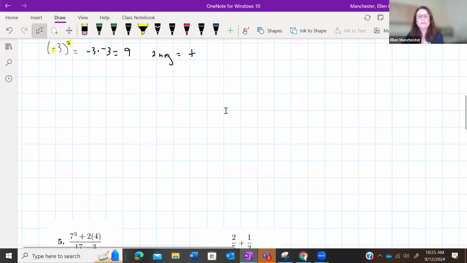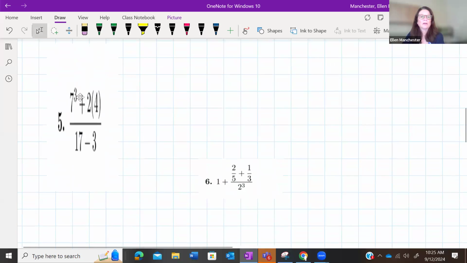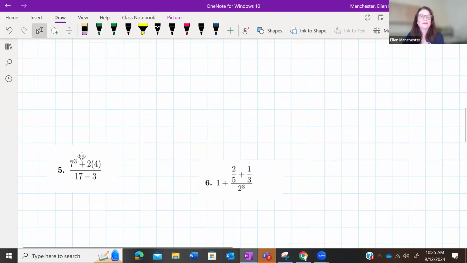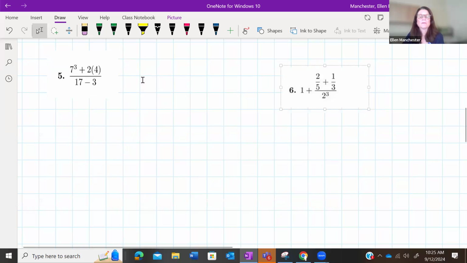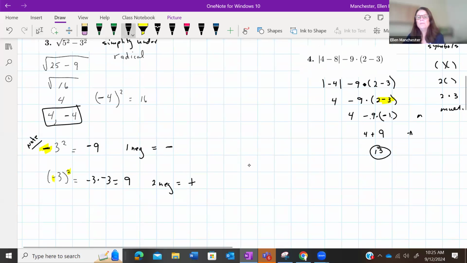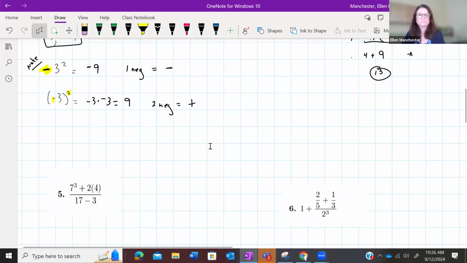So absolute value bars, you can just use them as grouping symbols. Because once you get here, this was a positive 9, and then it's 4 plus 9. Instead of 4 times 9, it's 4 plus 9, because this becomes a positive 9. Okay. The question was for Zoom people, how did I know to add? So that's where that came from.